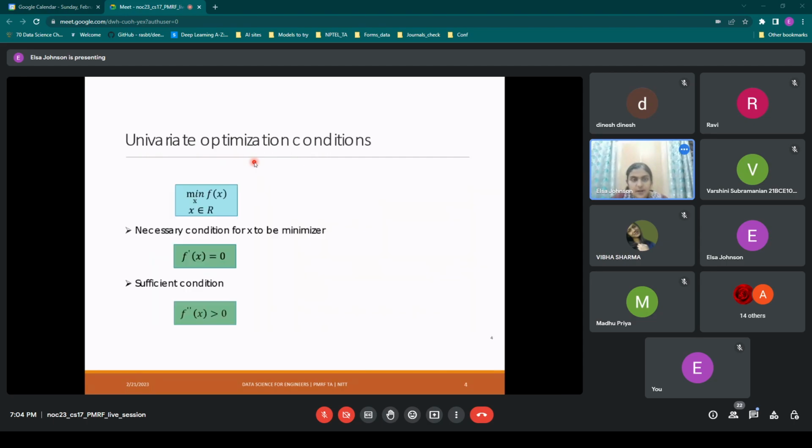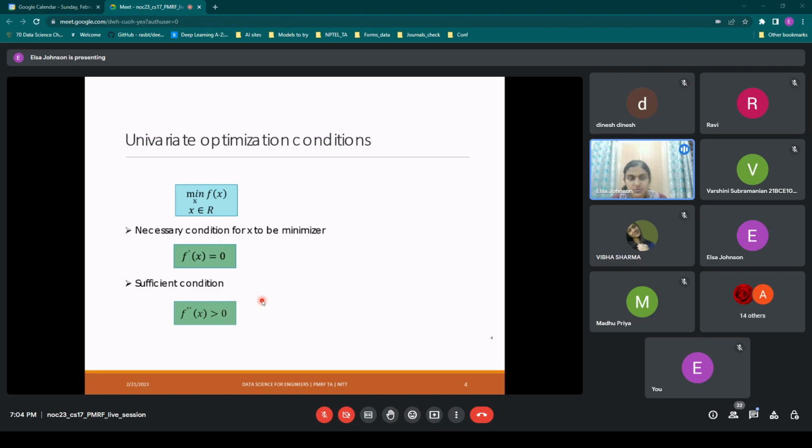Now, univariate optimization conditions: first one is minimize f of x. The necessary condition is that f dash of x is equal to 0, and the sufficient condition is that f double dash of x should be greater than 0. This is the minimization condition. These two conditions are the base of many of the problems in your assignments.